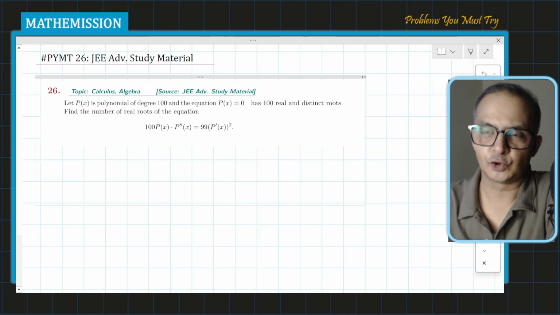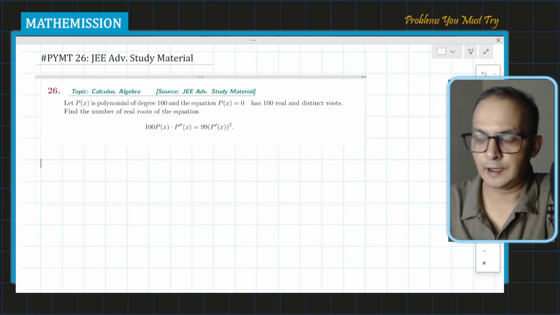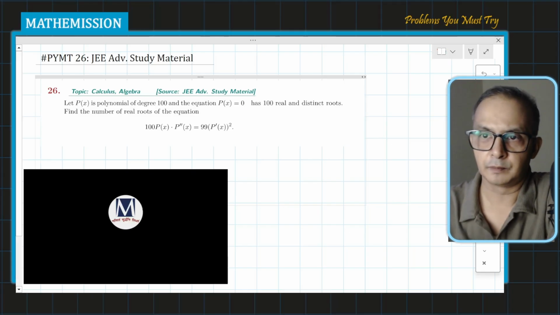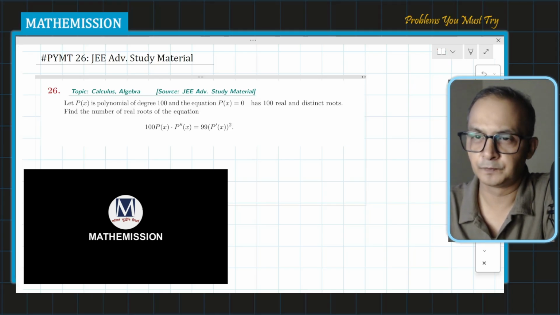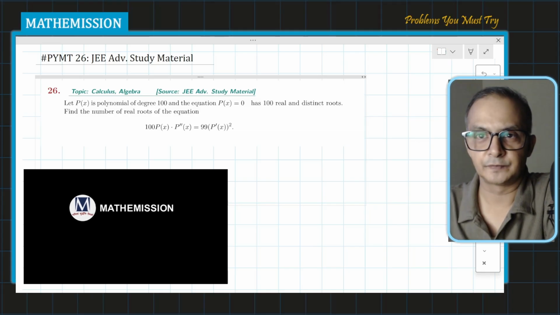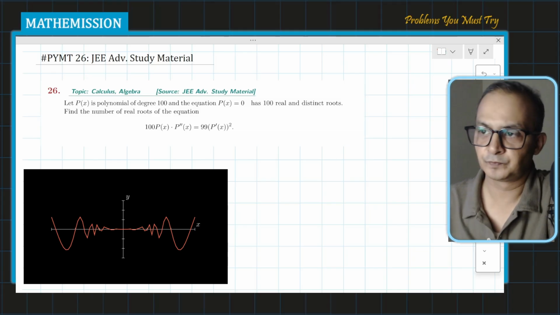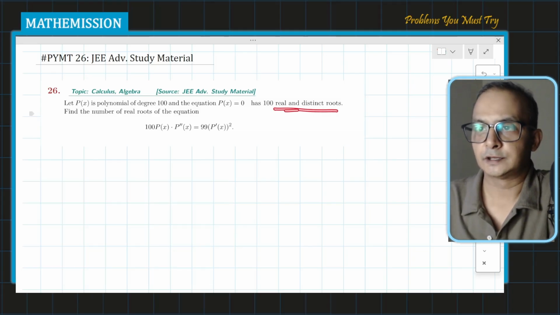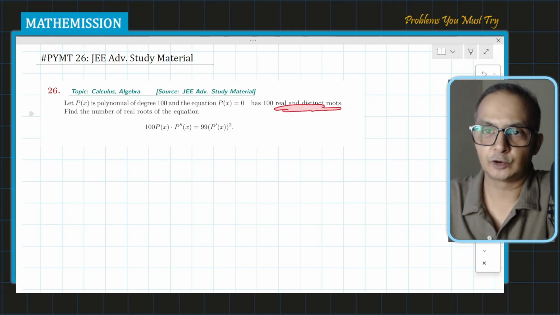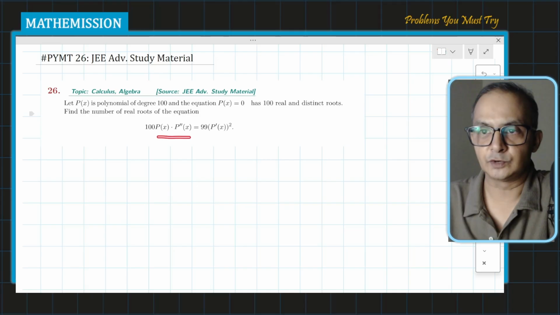Hello everyone. So in this video we are going to do this question, and this question is based on polynomial equation. You can see the polynomial here and derivatives are also involved. So the question says that let p(x) is a polynomial of degree 100 and the equation p(x) = 0 has 100 real and distinct roots. This is the very crucial information we have. So you have to find out the number of real roots of this equation.